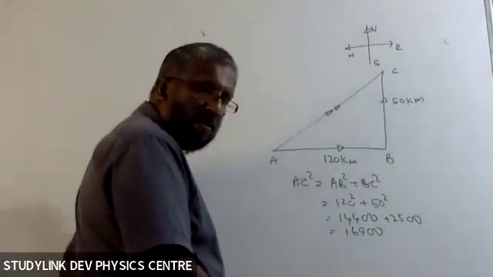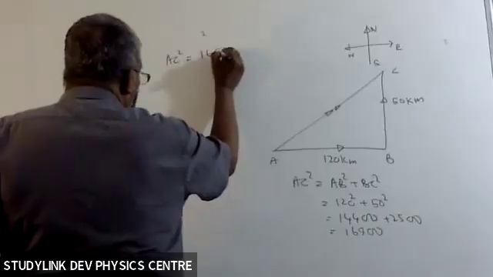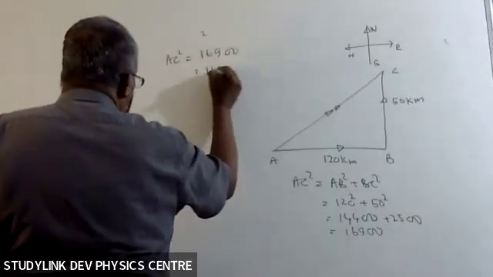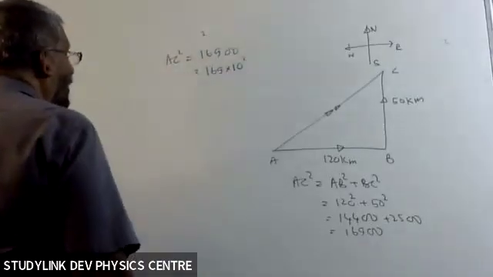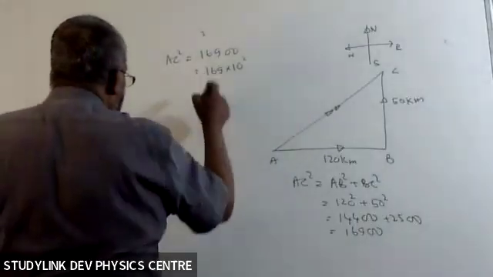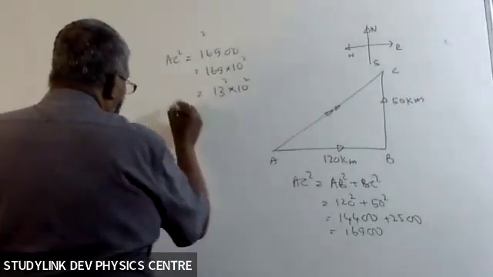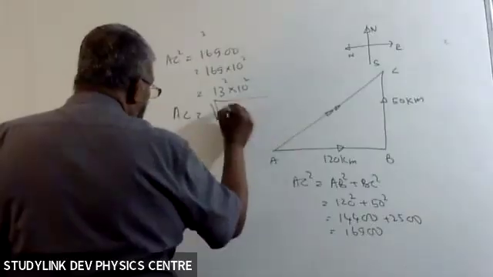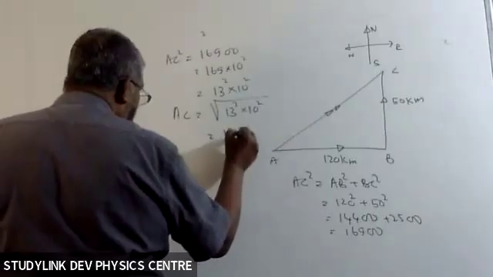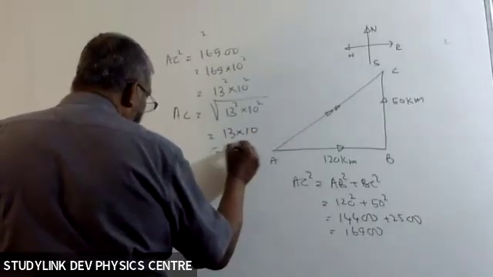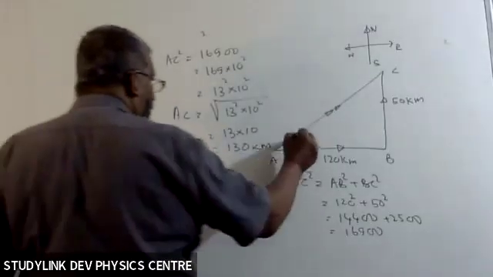Then AC squared is equal to 16900. That means 169 into 100, which is 10 to the power 2. 169 is 13 squared into 10 squared. Then AC is equal to the square root of 13 squared into 10 squared. The square root is 13 into 10. So the answer is 130 AC kilometers. Direction should be found.